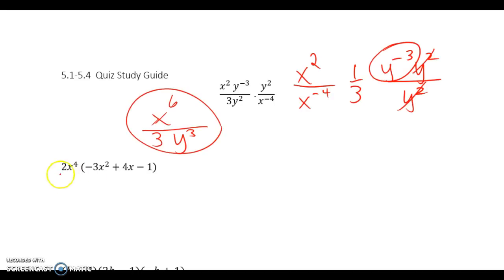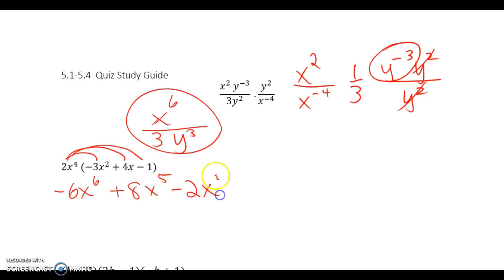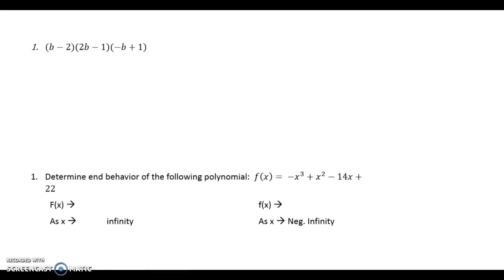Next we're going to multiply. That's what we're doing here. I should have been more obvious, but if we distribute across each of these, we have negative 6 x to the sixth, plus 8 x to the fifth minus 2 x to the fourth. That's, I want to say, a simple distribution, but you have to work with your exponents.